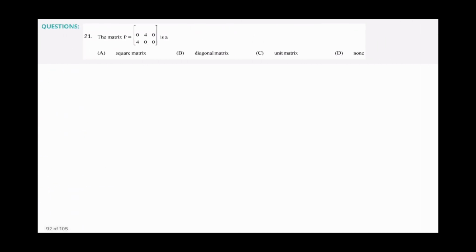Next question. Now this part of the question, I think it got misprinted, 004 it is. Now what you can see is that one diagonal is there and the rest two diagonal entries are not there. So it is not a diagonal matrix. A unit matrix, no, one is not there, 4 is there, so not unit. Now is it a square matrix? 3 rows, 3 columns, so square matrix.